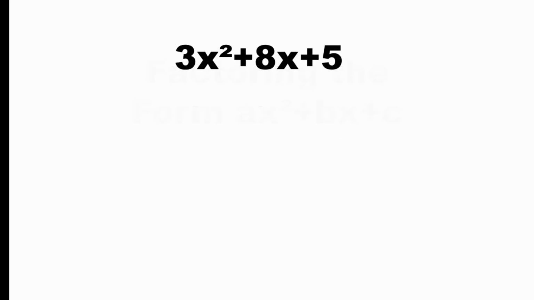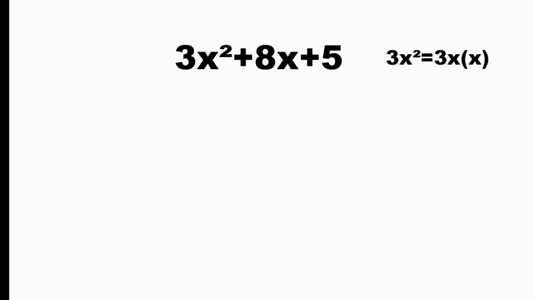So, for example, we have 3x² + 8x + 5. So we have 3 here and 5. Take note that 3 is a prime number, so the factors of 3 are 1 and itself, 3 and 1. So the factors of 3x² are 3x times x.